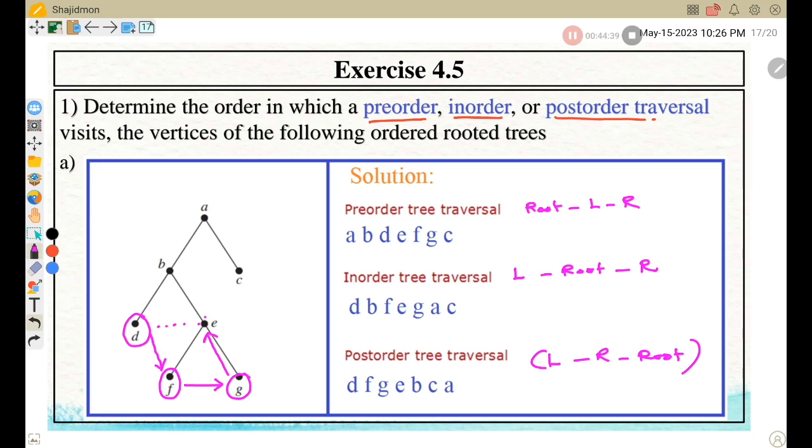Then again we need to go to the root of that one, B, okay? Then we need to go to the second subtree, that is C, then we go to the main root, that is the A vertex, okay? So this is the post-order traversal. Hope you understood this question.